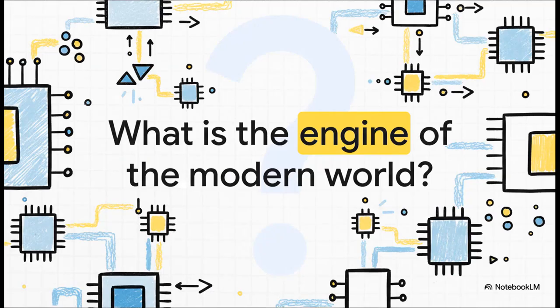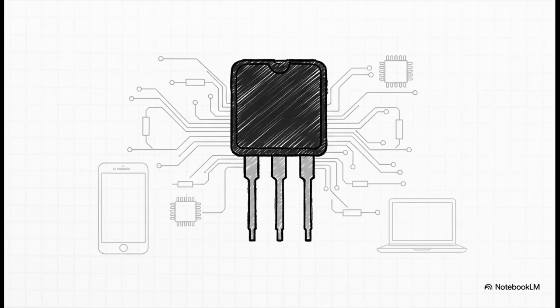So, to get us started, let me just ask you a question. What's the real engine of the modern world? I mean, really think about it. What's the one piece of tech that underpins almost everything we do every single day? The answer is this tiny, unassuming, three-legged component. This right here is the transistor, and it is the fundamental building block of, well, all modern electronics.